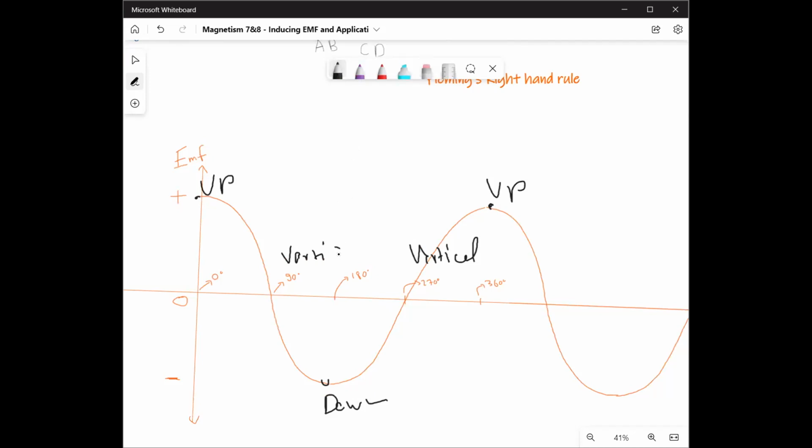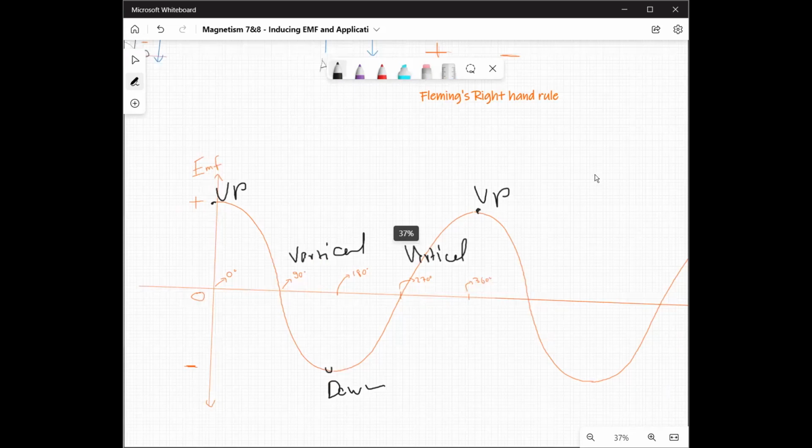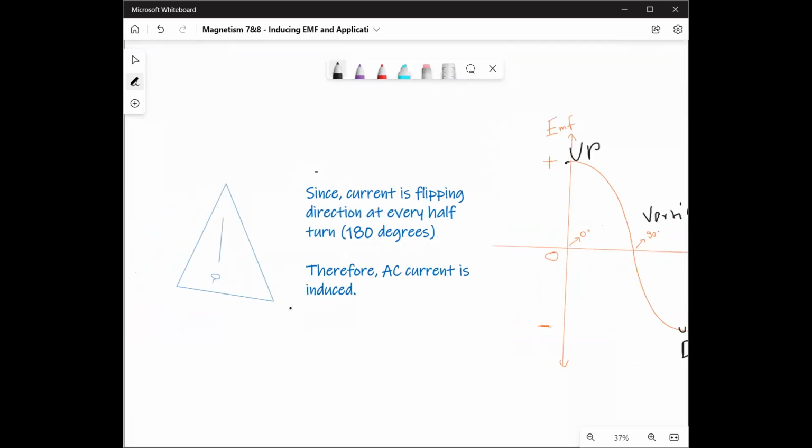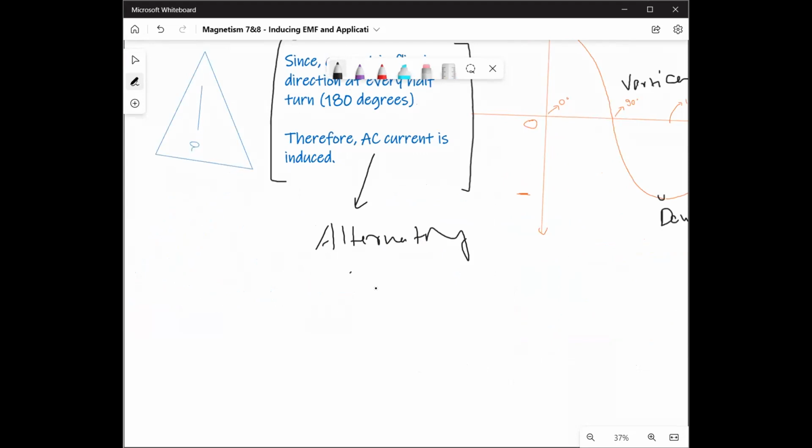Okay. Now, the last thing in this class is that you have to read this. Ayan, read it out. Since current is flipping direction at every half turn, therefore AC current is induced. AC. What is AC current? Alternating current. What is alternating current? It goes from negative to positive. It switches direction. So you can see that the current is switching direction.